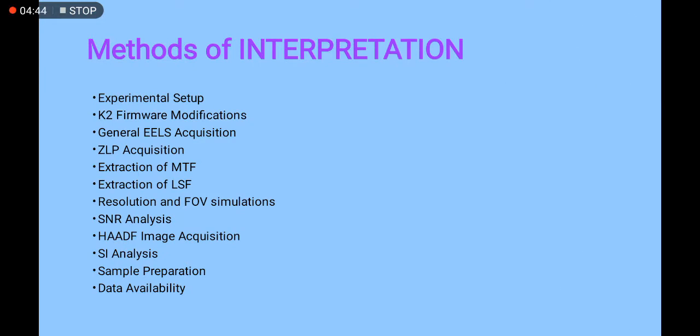Now I will tell you about the methods of interpretation, which are experimental setup, K2 firmware modifications, general EELS equation, ZLP equation, extraction of MTF, extraction of LSF, resolution and FOV simulations, SNR analysis, HAADF image acquisition, SI analysis, sample preparation, and data availability, which we will talk about later.